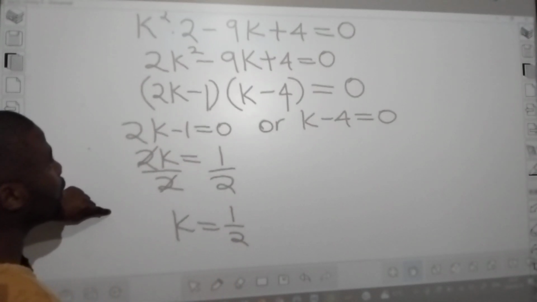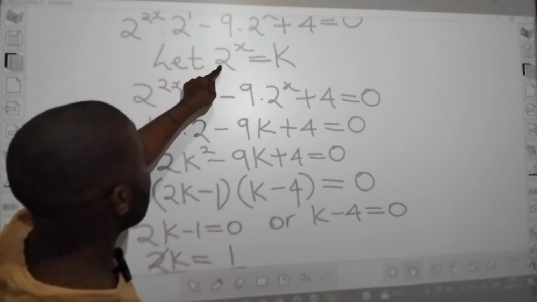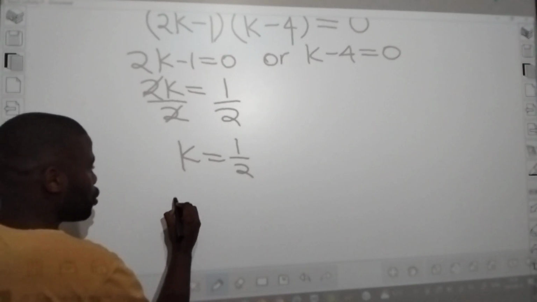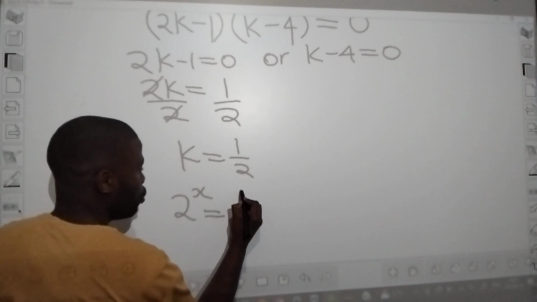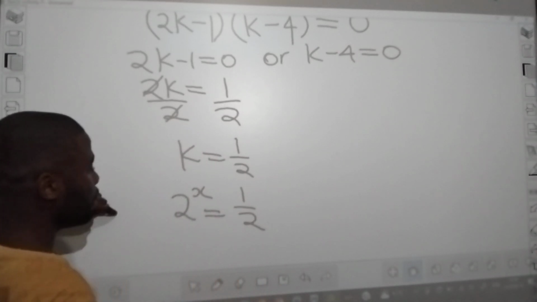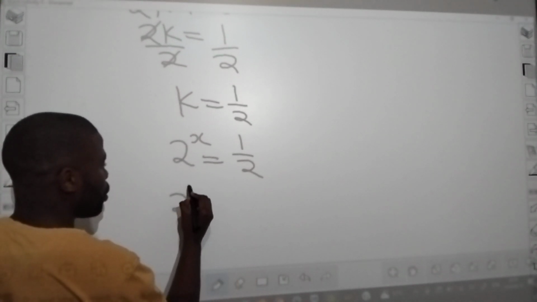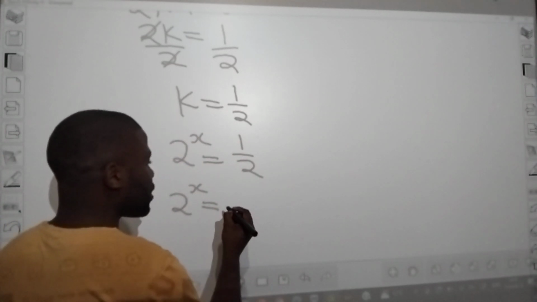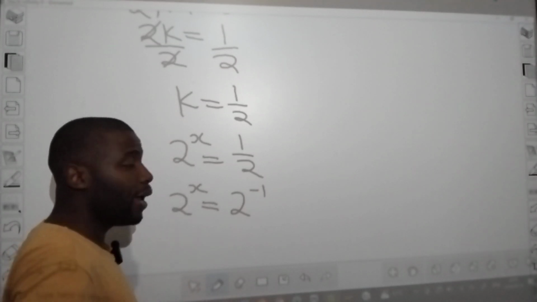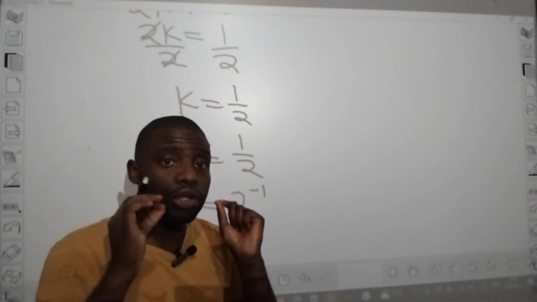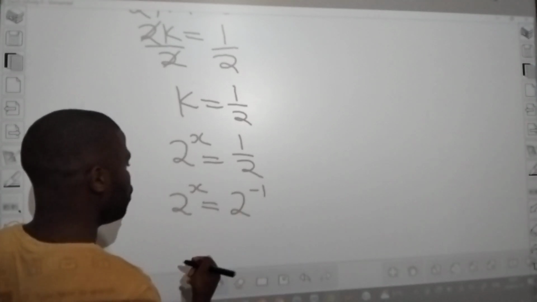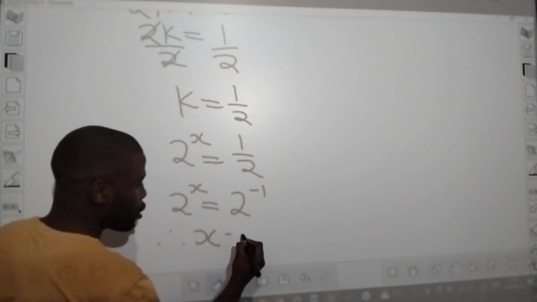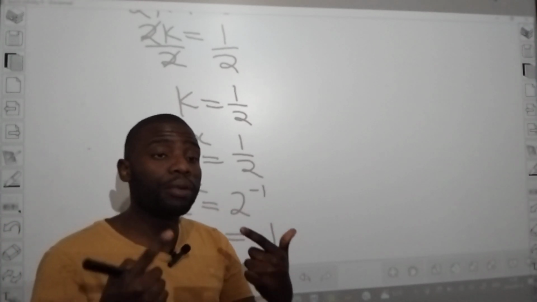But remember, we are not done. Here, we said let 2 to the exponent of x be k. It means where there is k, I'm going to write 2 to the exponent of x. So this will be 2 to the exponent of x is equal to 1 over 2. Mind you, you must write it with a base of 2, right? You writing it with the base of 2, you understand that that is 2 to the exponent of negative 1. When the bases are the same, locate the exponent. My base is 2, my base is 2. Therefore, now I'm equating the exponent. How do I equate the exponent? I'm going to conclude and say, therefore, x is equal to negative 1. So that should be your first answer.